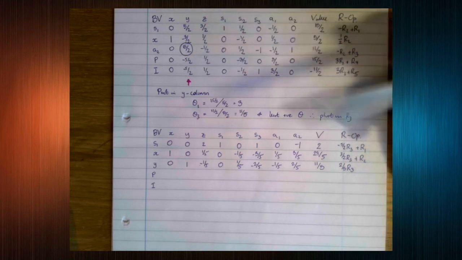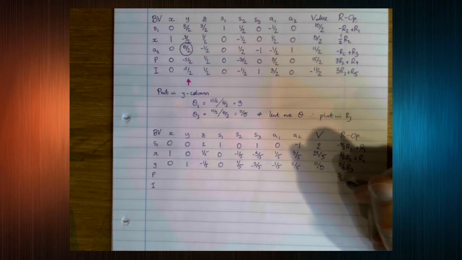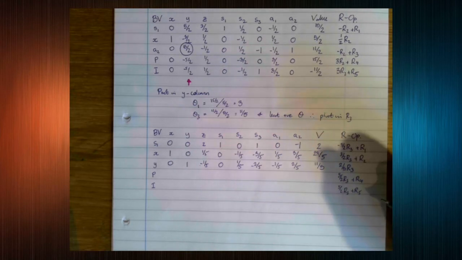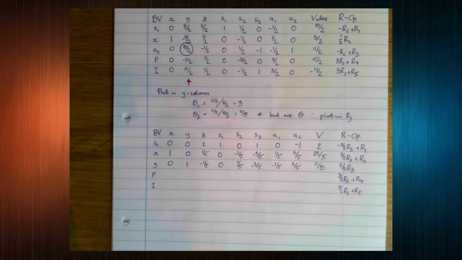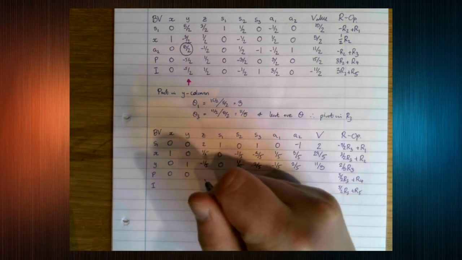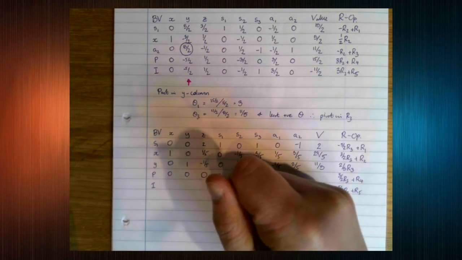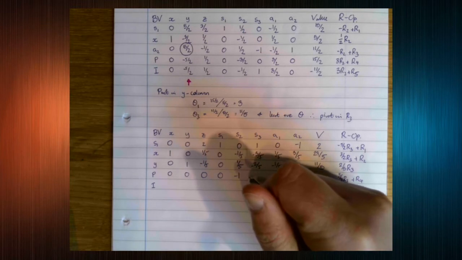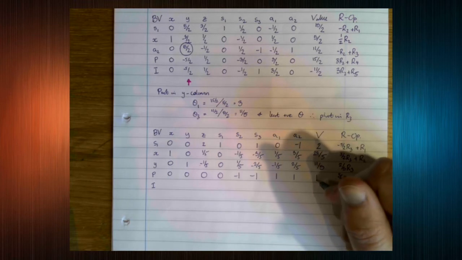Okay, 2 things left to go. Again, we're going to do the same row operation for both. So we're going to get 5 over 2, row 3 plus row 4, and 5 over 2, row 3 plus row 5, and we'll do those individually. Zero, 0, 0, 0, minus 1, minus 1, 1, 1, 13.